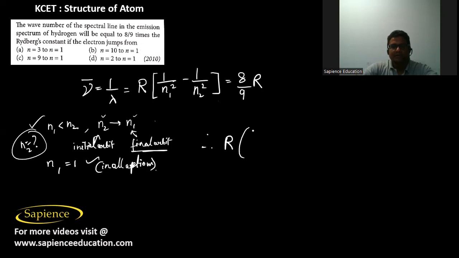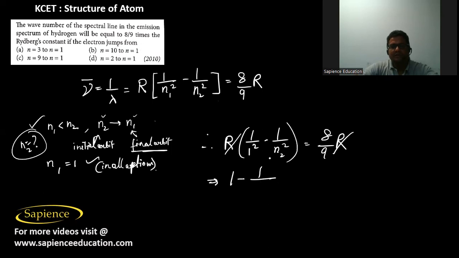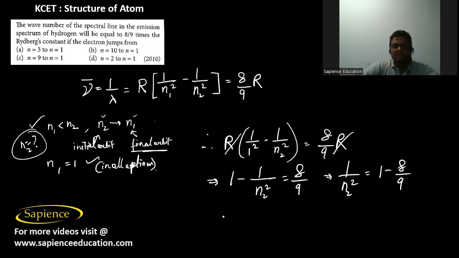So r into (1 by 1 square minus 1 by n2 square) is equal to 8 by 9 r. So r and r will cancel. Therefore, 1 by 1 square is 1 only. 1 minus 1 by n2 square equals 8 by 9. So 1 by n2 square will be equal to 1 minus 8 by 9, that is 1 by 9. So n2 square equals 9. Therefore n2 should be equal to 3. So it goes from n equal to 3 to n equal to 1. So option A is the correct answer.